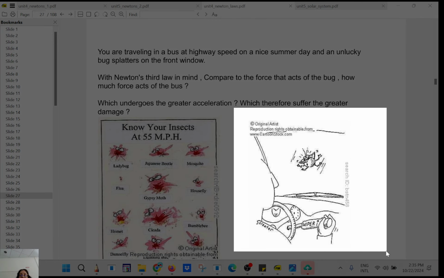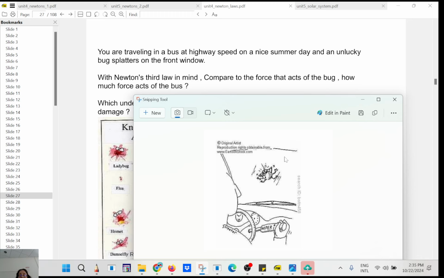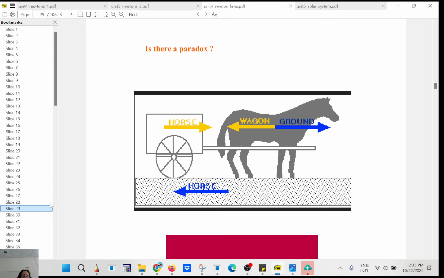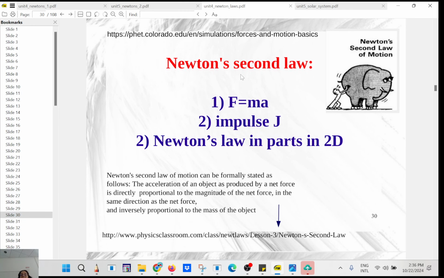So actually, if we want to use Newton's second law, I'm going to apply a force on the bug, and that will be the mass times the change in velocity. So the force times the time elapsed will be the mass times the change in velocity. So larger the mass, larger the force for the same time. Okay, we already talked about that. Okay, let's go to Newton's second law.